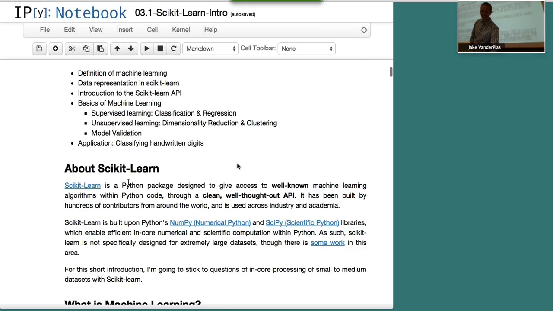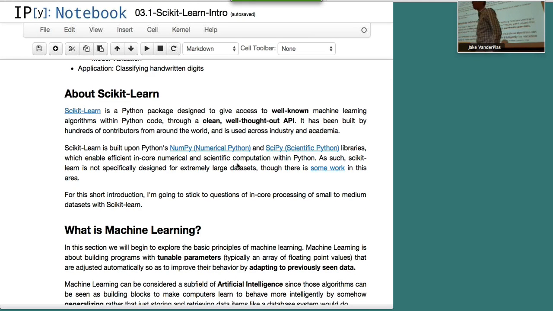Good. Okay, so let's talk about Scikit-Learn. So I mentioned that it's this Python package add-on to SciPy.